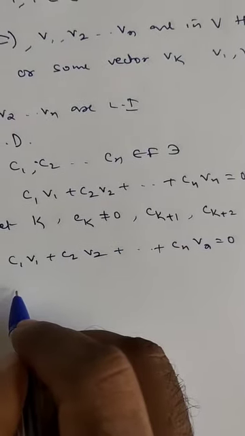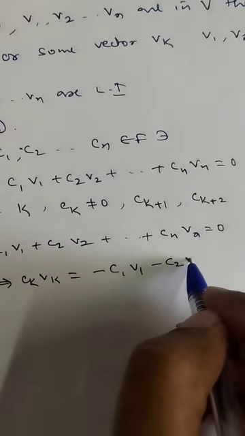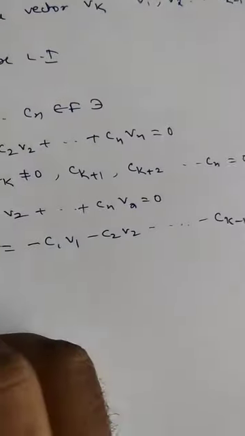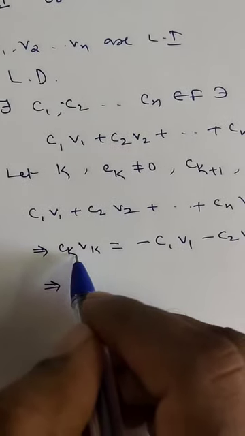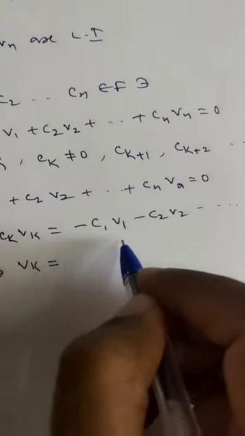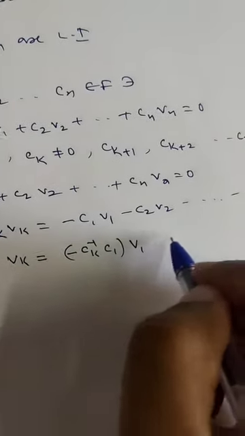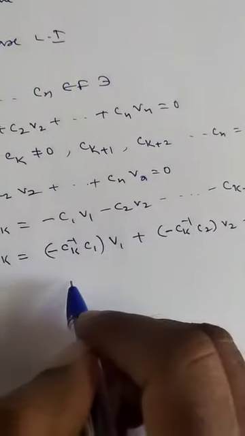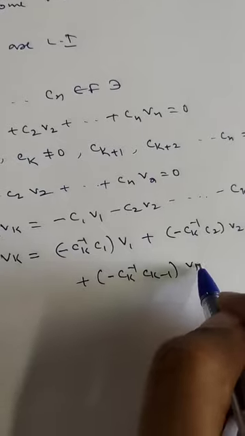This implies Ck Vk is equal to minus C1 V1 minus C2 V2, etc., minus Ck minus 1 Vk minus 1. Now Ck is not equal to 0 and it is an element of F, so Ck inverse exists because every non-zero element has an inverse in a field. So I will multiply throughout by Ck inverse. Vk becomes minus Ck inverse into C1 into V1 plus minus Ck inverse into C2 into V2 and so on. The last term is minus Ck inverse into Ck minus 1 into Vk minus 1.